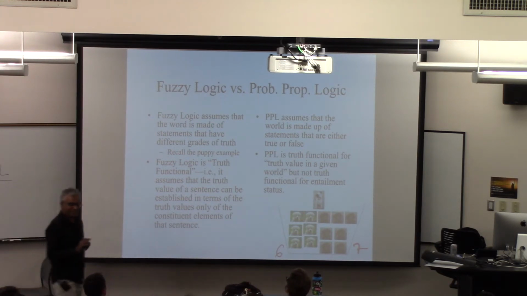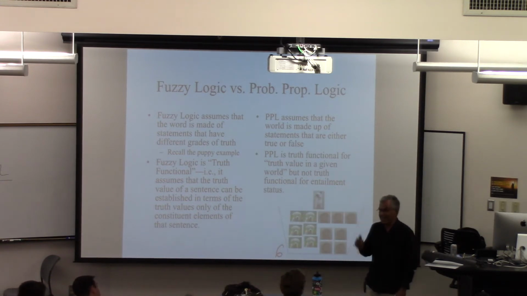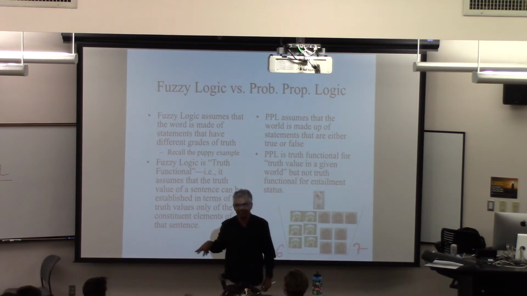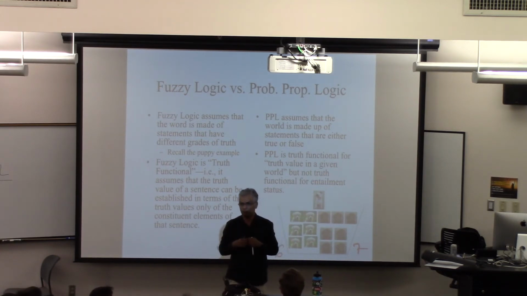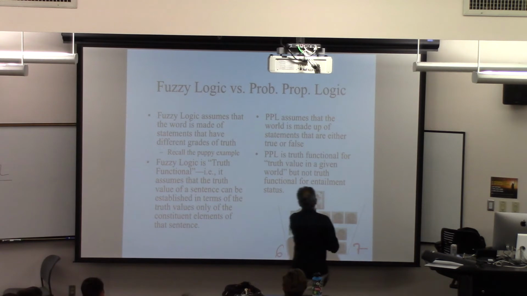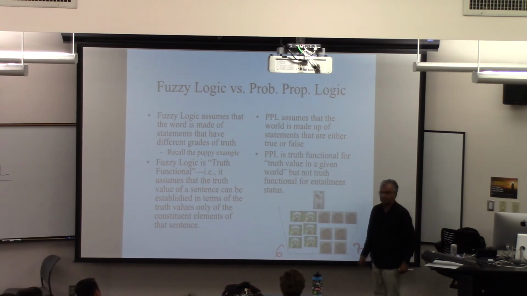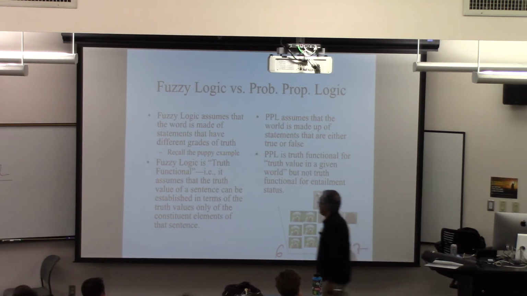In probabilistic reasoning, the proposition is either true or false in a given world. It's not 0.7 true in the given world. There is no such thing. Fuzzy logic, on the other hand, says in any given world, a complete world, it's only 0.7 true. So that's like saying this little puppy is actually kind of maybe 70% white. So that's the difference between fuzzy logic and probabilistic logic.